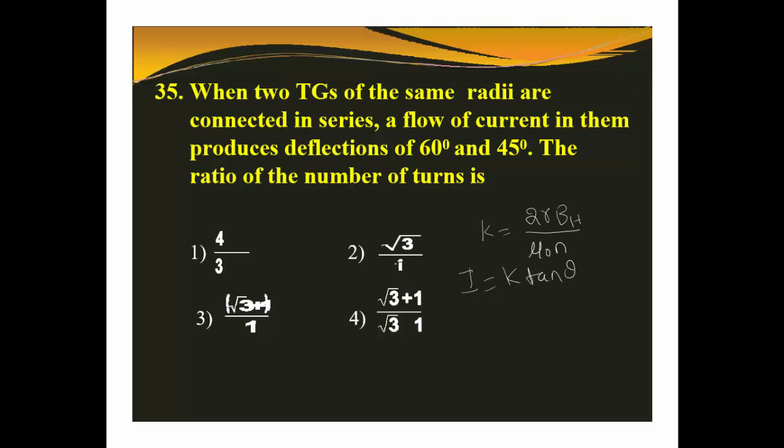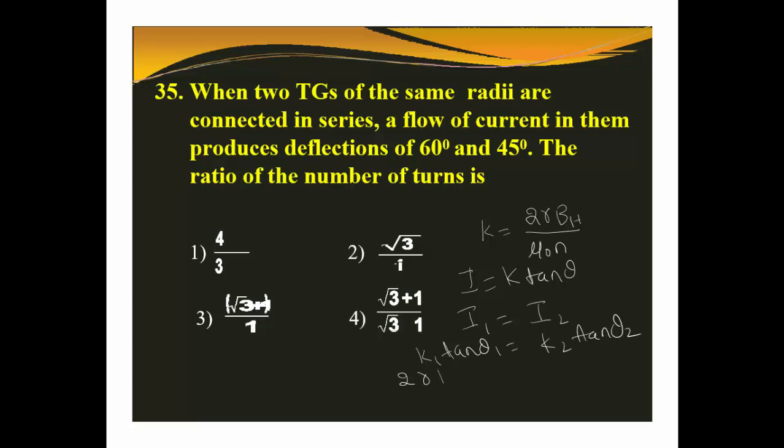Okay, I see here the currents in them are the same because they are in series. The current in them is the same because of the series connection. I can write K1 tan theta 1 equal to K2 tan theta 2. K1 means 2R, since the radii are the same, I can write 2R.